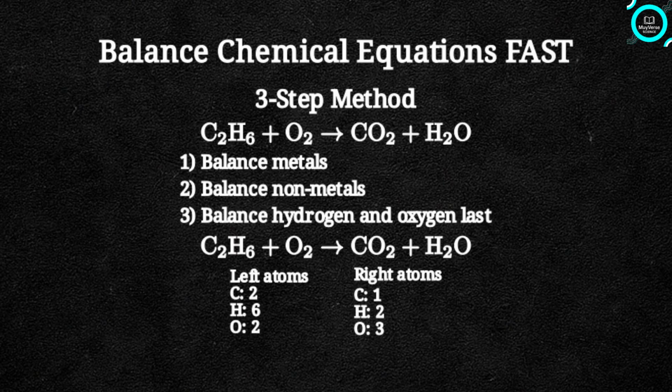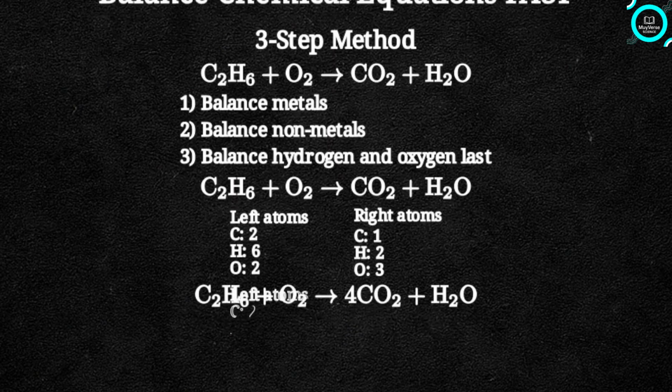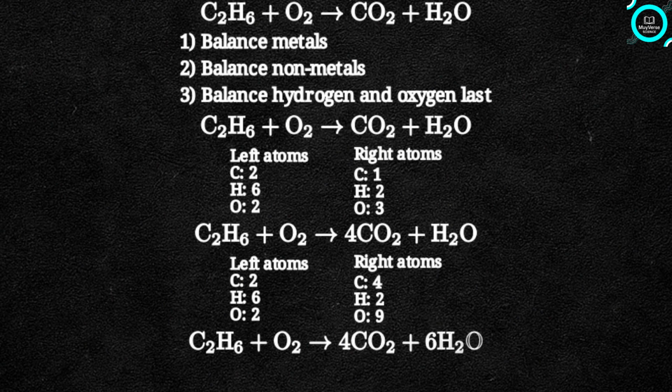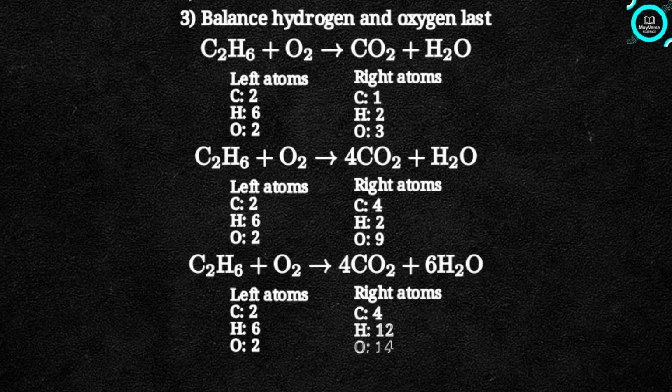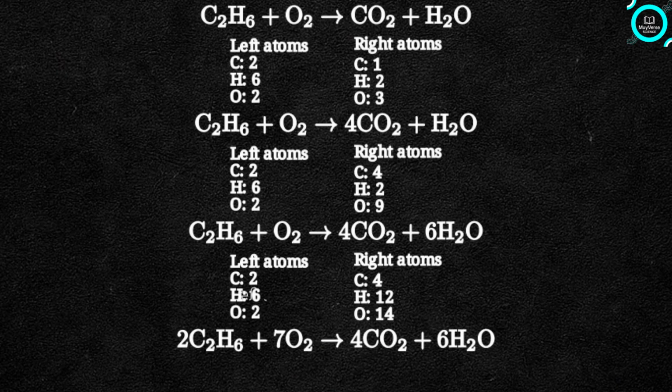Let's balance carbon first. We have 2 carbons on the left and 1 carbon on the right in carbon dioxide. So we put a 4 in front of carbon dioxide to make 4 carbons on the right. Now balance hydrogen. There are 6 hydrogens on the left, so we place a 6 in front of water. Finally, balance oxygen. Now we count oxygen on the right and match it with oxygen on the left. Here is the final balanced equation.